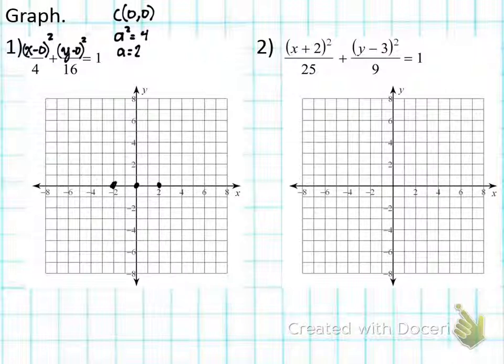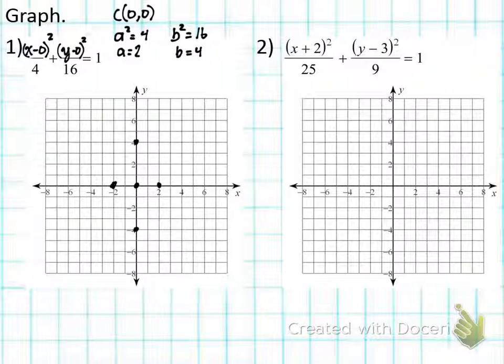Then I'm going to look at what b squared is. B squared is the number that's always under the y term. B squared is equal to 16. So I'm going to do a side equation. If b squared is equal to 16, b would be equal to 4 because I take the square root of both sides. So b represents how far up and down from the center point your ellipse will go. From the center point, we're going to go up 1, 2, 3, 4, and down 1, 2, 3, 4 in each direction. So we're going to plot some points.